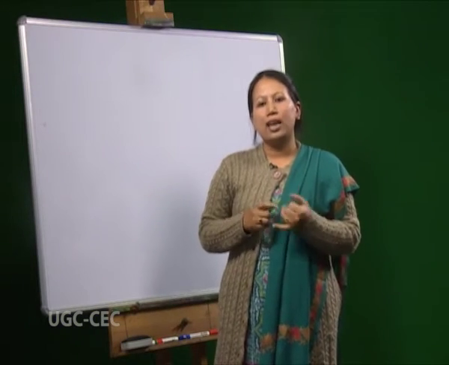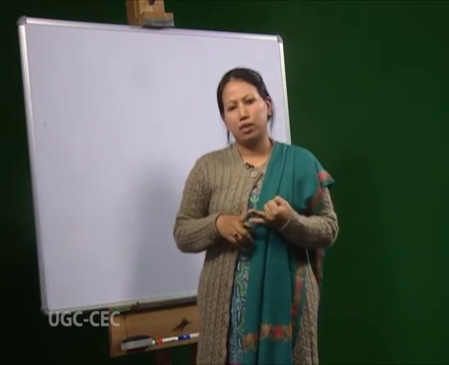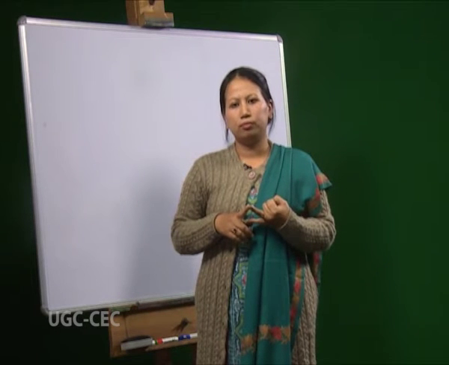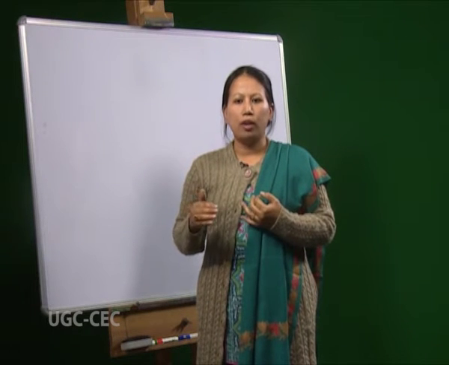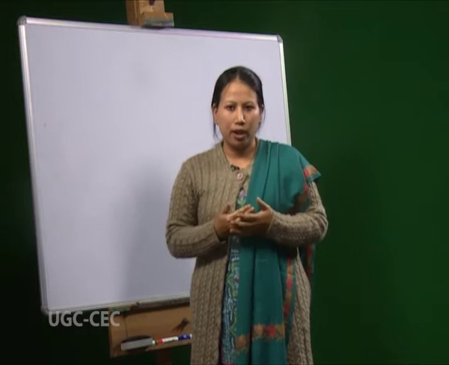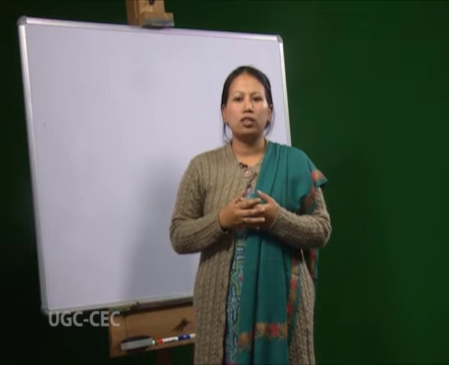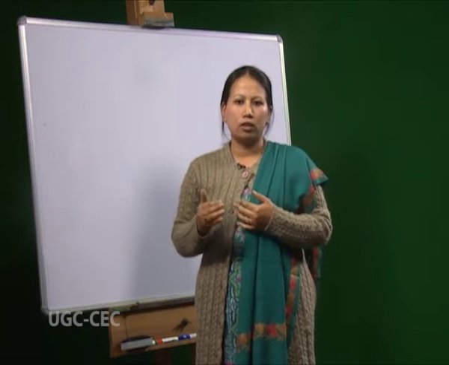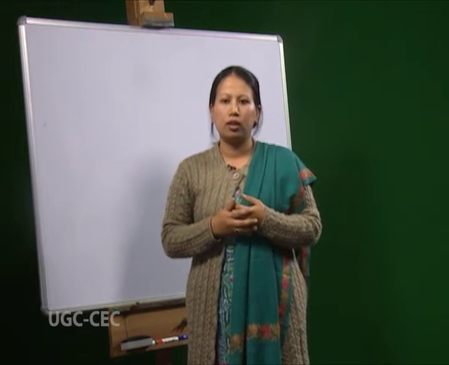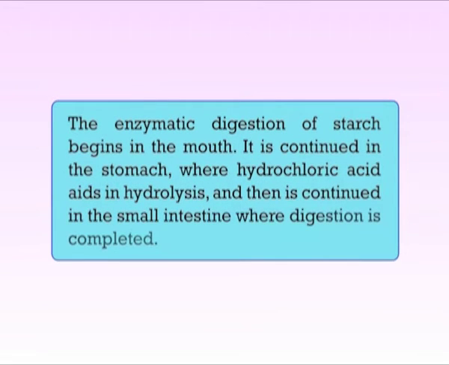Now, we'll see the digestion, absorption and metabolism of carbohydrates. Carbohydrates are broken down and absorbed within the digestive tract. Various enzymes work in different areas of the digestive tract to promote breakdown of carbohydrates. The enzymatic digestion of starch begins in the mouth. It is continued in the stomach, where hydrochloric acid aids in the hydrolysis, and then is continued in the small intestine, where digestion is completed.